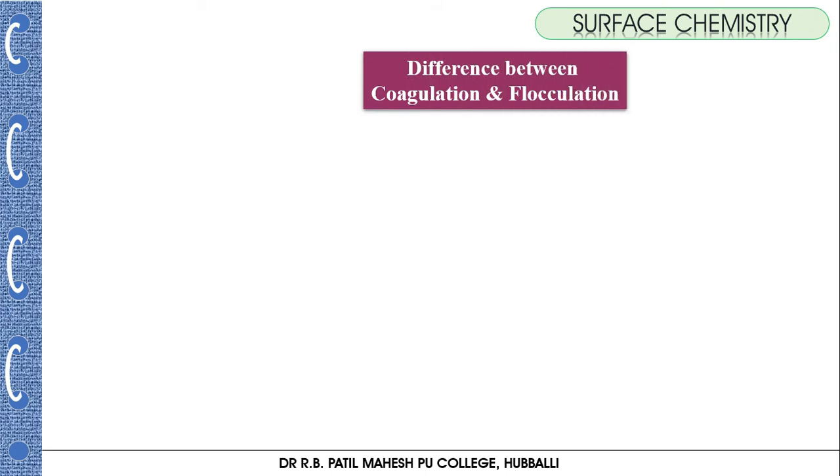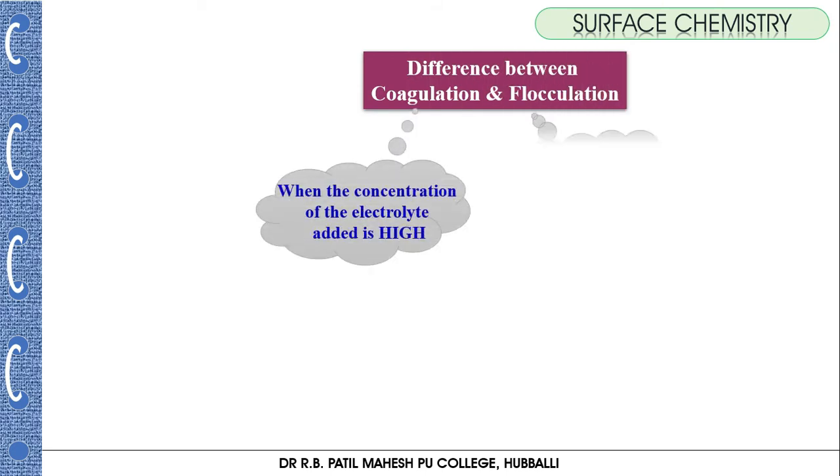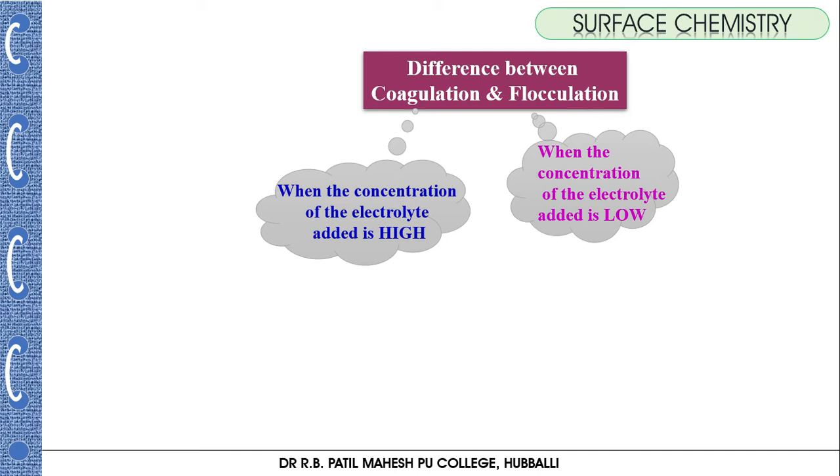Differences between coagulation and flocculation. When the concentration of electrolyte added is high, then it is called coagulation, whereas when the concentration of electrolyte added is low, then it is called flocculation. Both coagulation and flocculation are comparable to precipitation.